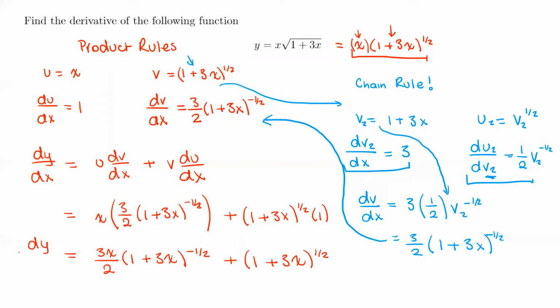So the derivative then of y is equal to x multiplied by the square root of 1 plus 3x is this horrible function down here. And if I were you, I wouldn't bother simplifying it because you'll probably make a mistake somewhere, but you will 100% get full marks for that.